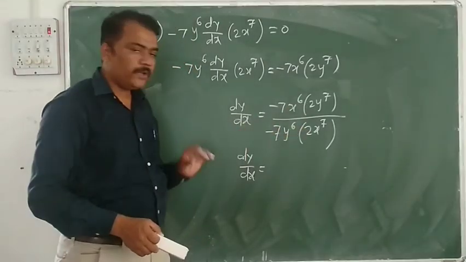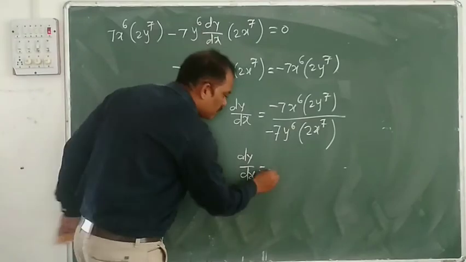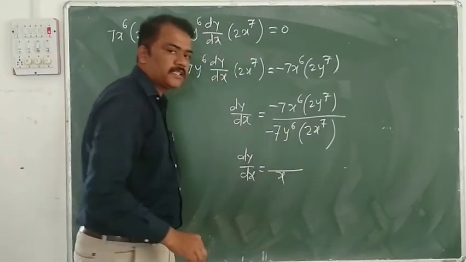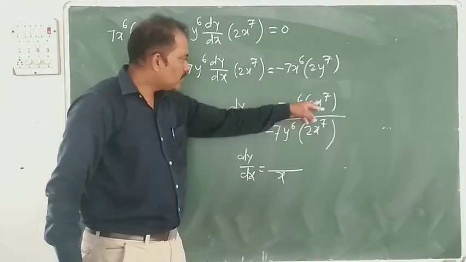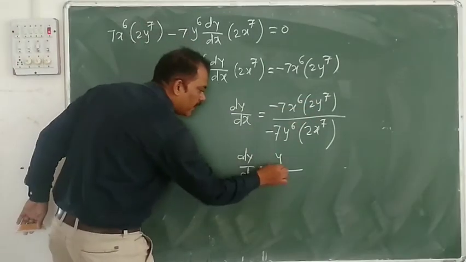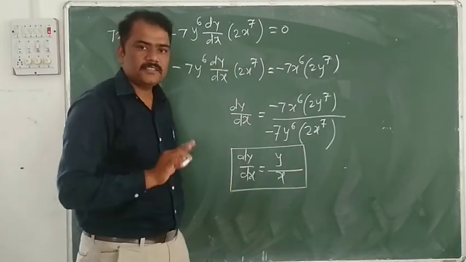2 get cancelled. Now we have to think only about the variable. Here x raised to 6, here x raised to 7, so in the denominator only x remains. In the numerator, here y raised to 7, here y raised to 6, so in the numerator only y remains, so dy by dx is equal to y upon x, and that is the result.